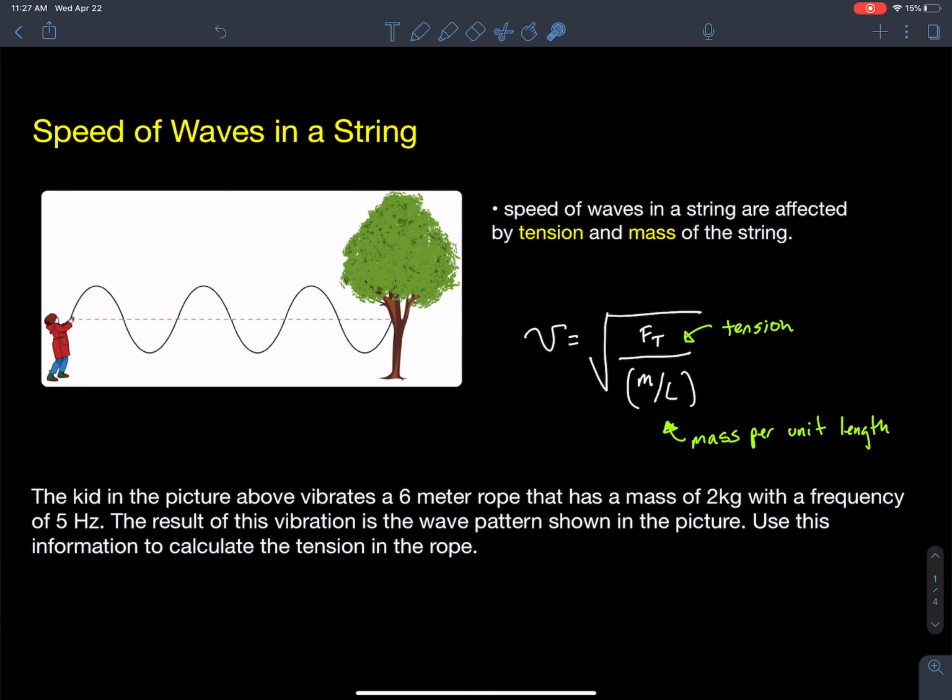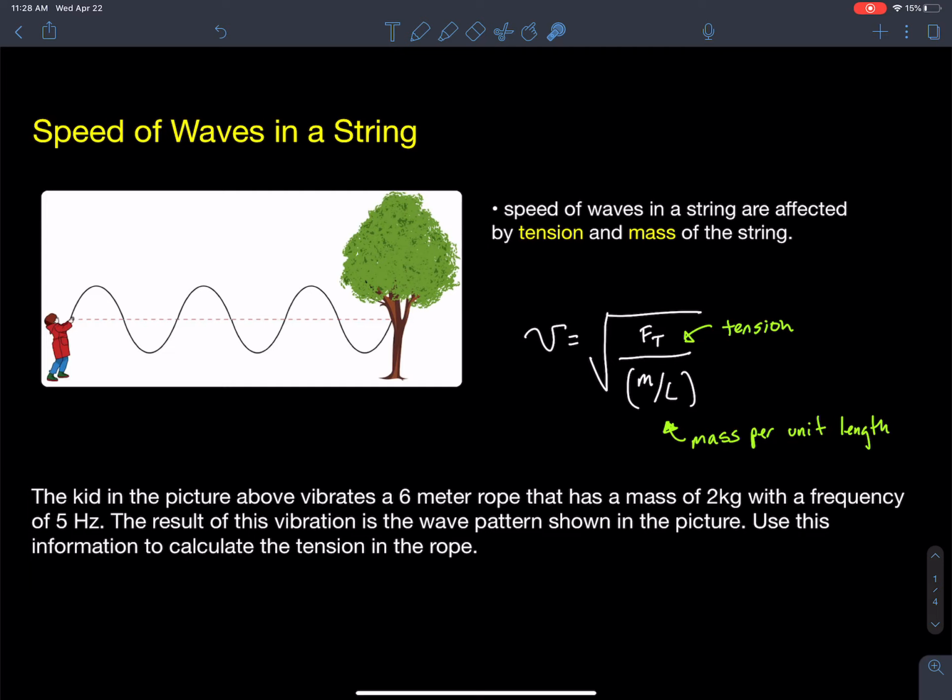Okay, so let's start with what we learned to begin with and analyze the speed of waves in a string. With the SL class, we did a little simulation on PhET, where we were looking at making waves in strings and exploring what the variables are that affect the wavelength and the speed of that wave. And what we found out is that the speed of the wave in a string is related to the tension, how tight that rope is, and the mass per unit length of that string, okay?